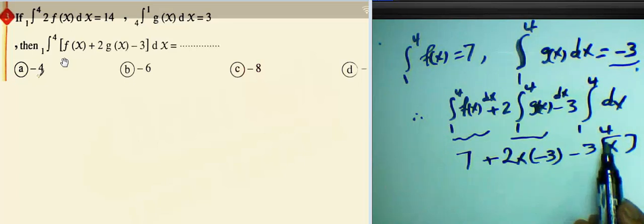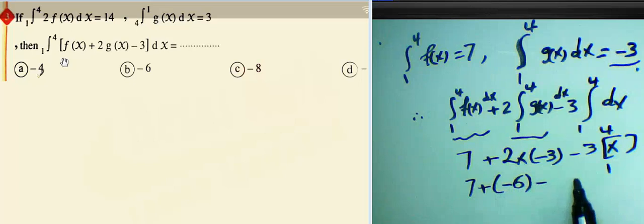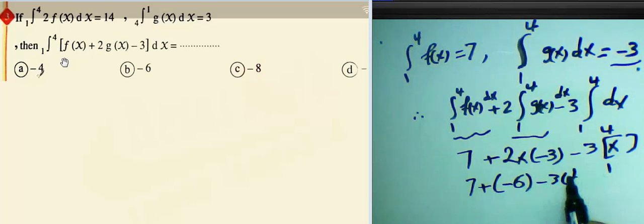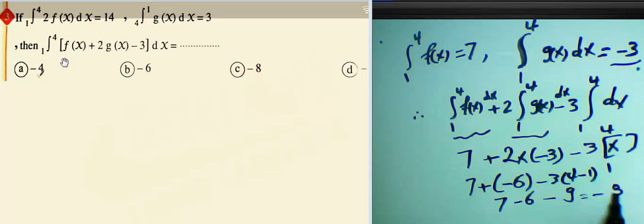Put x equals 4. 4 minus 1 equals 3. 3 times 3 equals 9. Then 7 plus negative 6, subtract 3 multiplied by 4 minus 1, which will be 9, and it will be negative 6 here and 7. The result will be what? 7 minus 6 equals 1. 1 minus 9 equals negative 8. The result will be negative 8. Letter C.